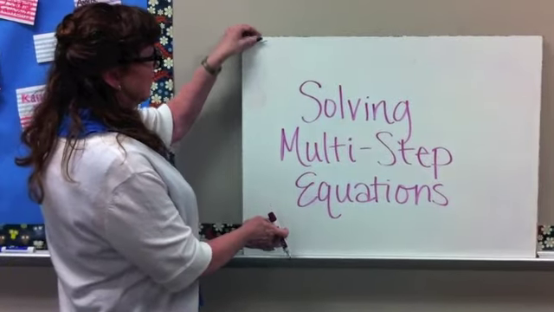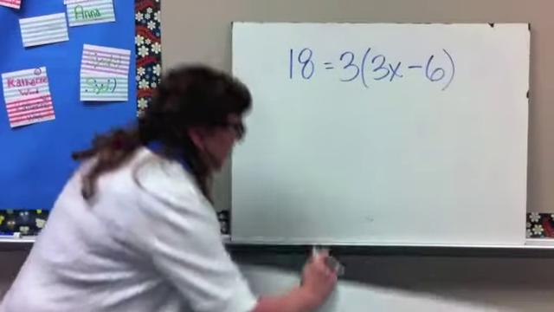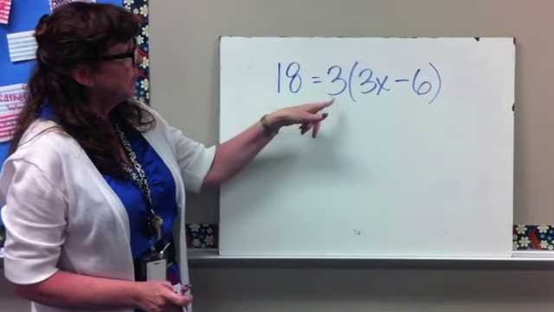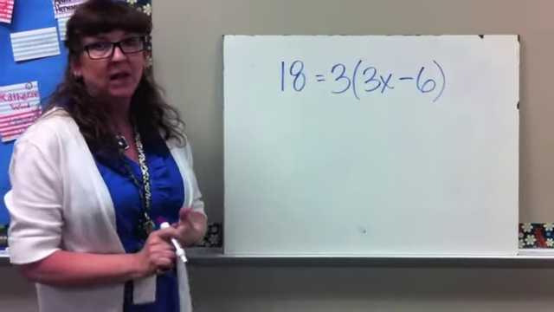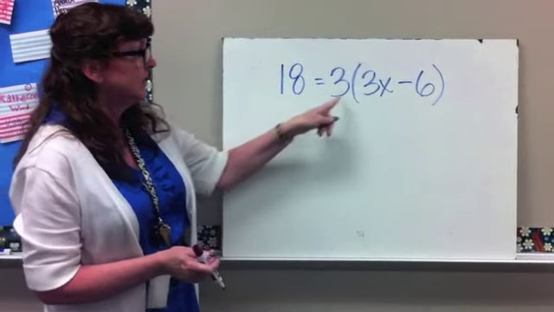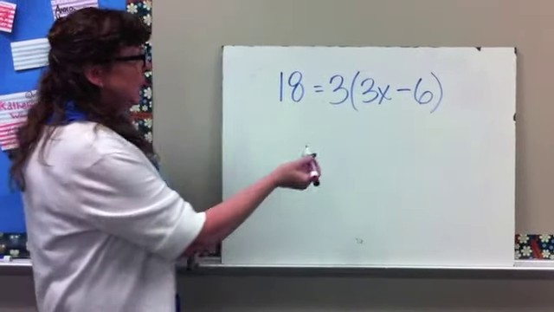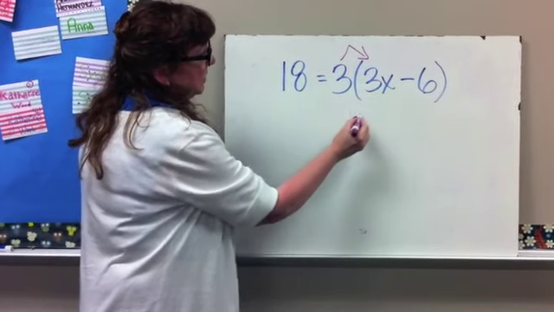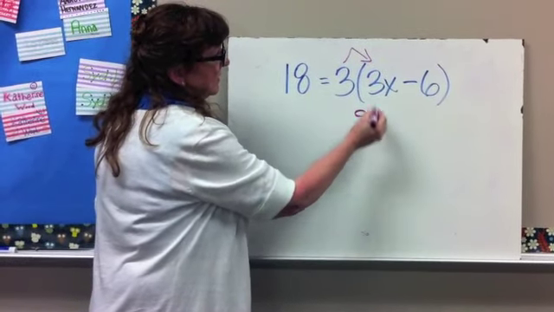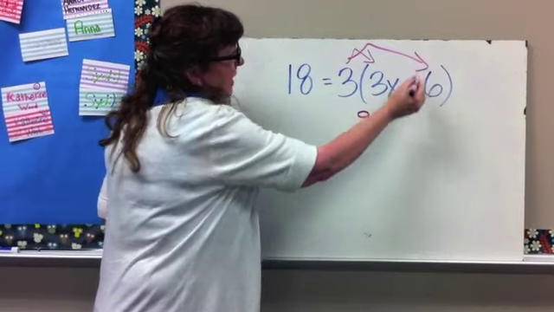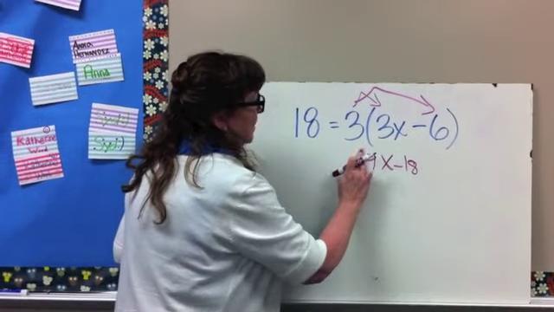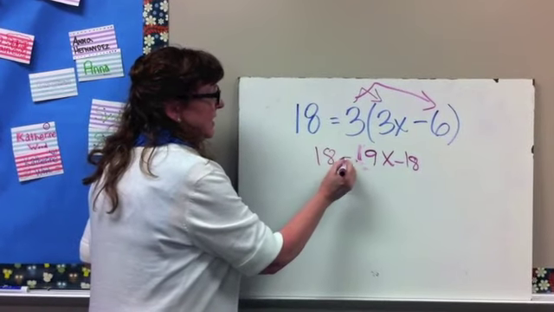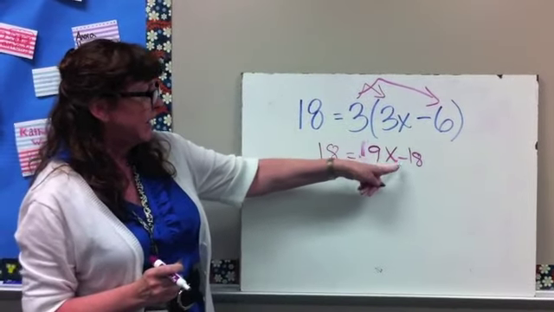So our first problem in our solving of multi-step equations is this: 18 equals 3(3x minus 6). Well, if you remember, this is the distributive property. So we need to distribute. We distribute 3 times 3 is 9x, and then 3 times 6 is 18. So when we distribute, the parentheses are gone. So we have 18 equals 9x minus 18.